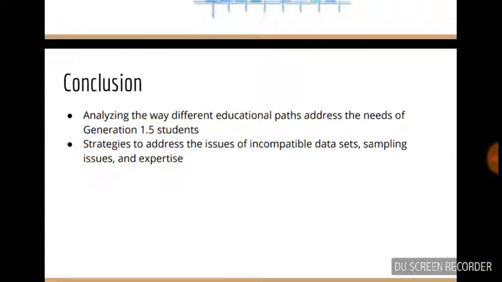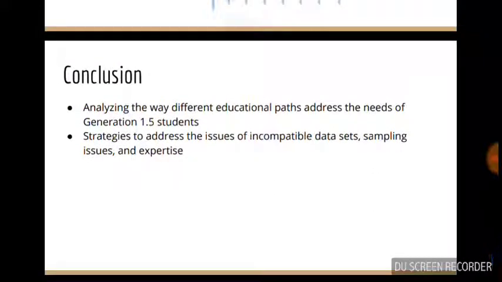So in conclusion, my research is focusing on how to best prepare Generation 1.5 students for their first year of college composition. And also, I'm going to be looking at whether or not remedial classes or ESL, EAP classes are the best fit by looking both at work samples and at syllabi.